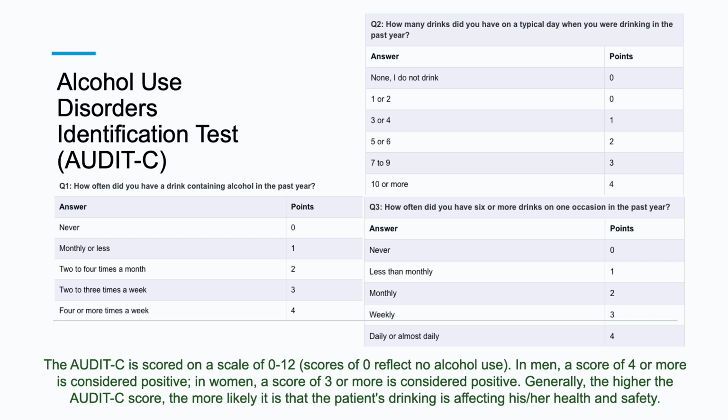The AUDIT-C is scored on a scale of 0 to 12. Scores of 0 reflect no alcohol use. In men, a score of 4 or more is considered positive. In women, a score of 3 or more is considered positive. Generally speaking, the higher the AUDIT-C score, the more likely it is that the patient's drinking is affecting his or her health and safety.